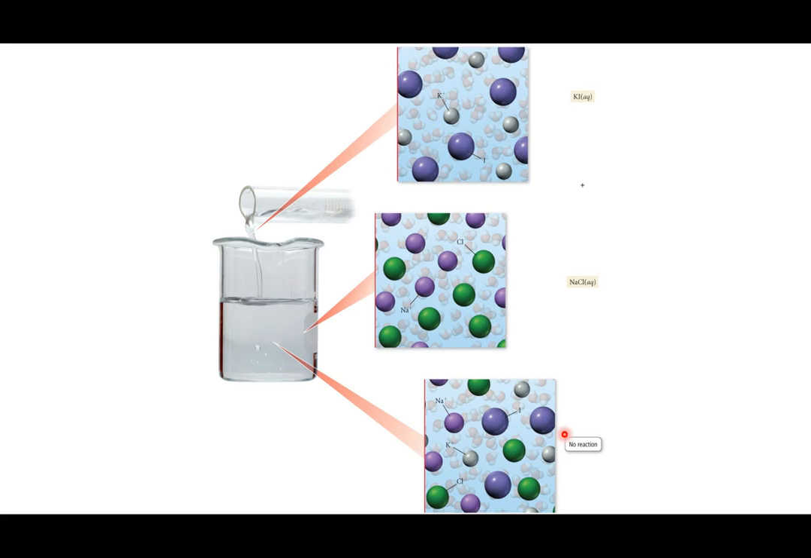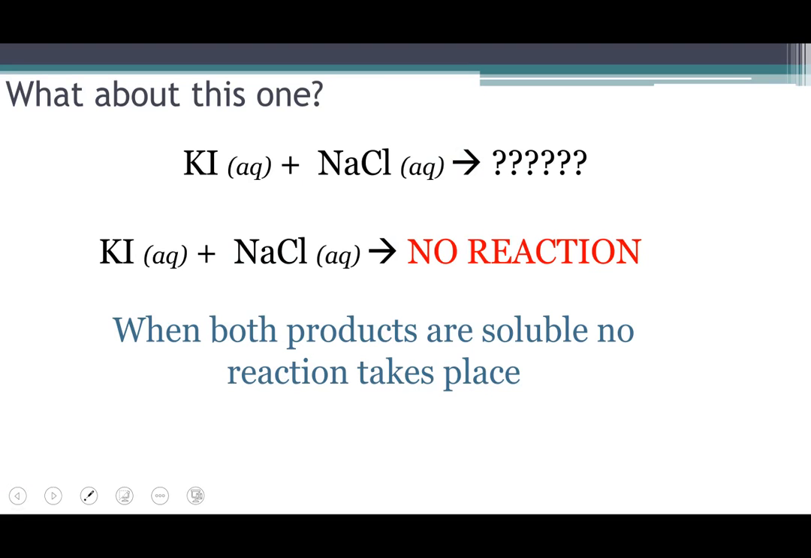Okay? So if both products are soluble, we would say there's no reaction. That would be your answer, no reaction. So that's it for precipitation reactions. Again, that's the third reaction that you'll be responsible for predicting the products, balancing the equation. So I hope you guys found that helpful.